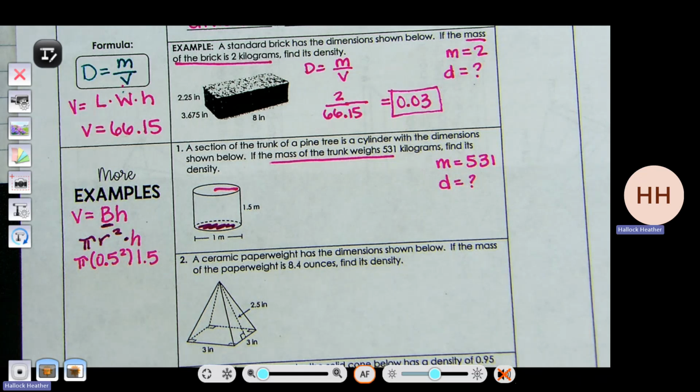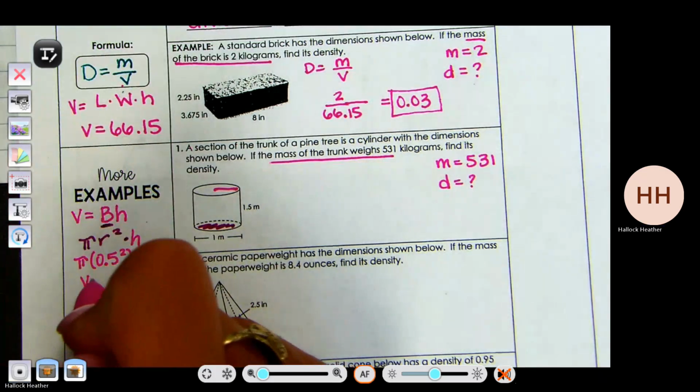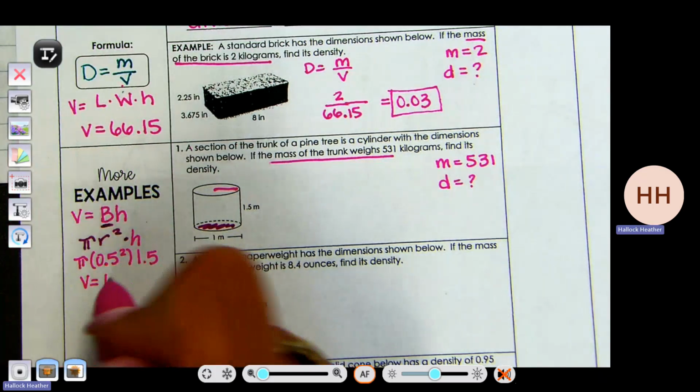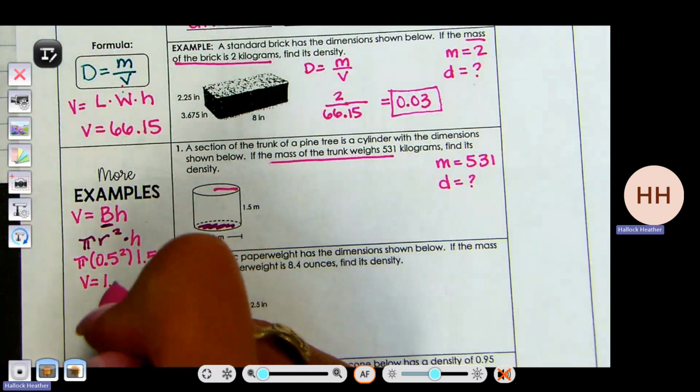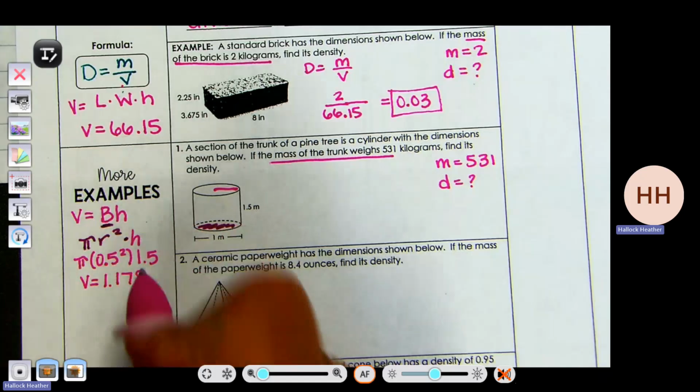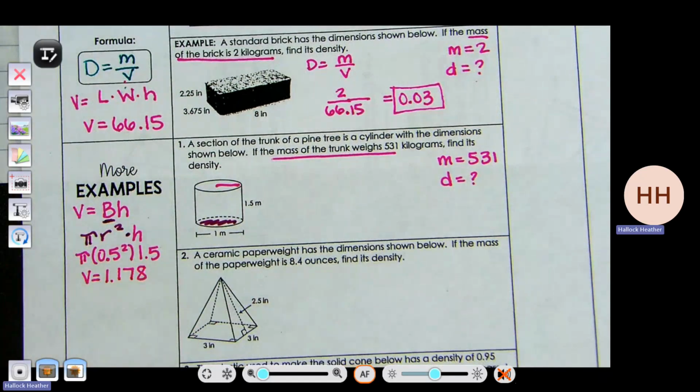Did anybody find the volume yet? Like 1 point something? I'm gonna use 3 decimals, only because if you're rounding the volume and then you round again at the end, it's just gonna keep getting thrown off by a little bit. So whenever you are doing your EOC and 3D shapes, you want to keep as much of your decimal as possible until the very end.